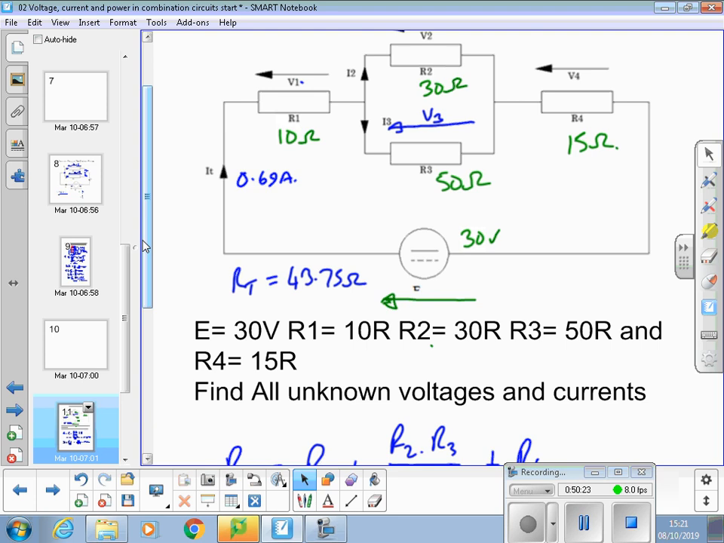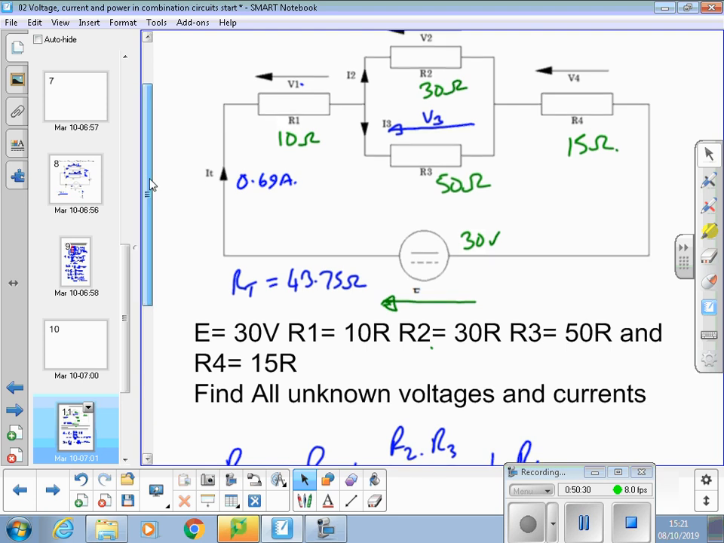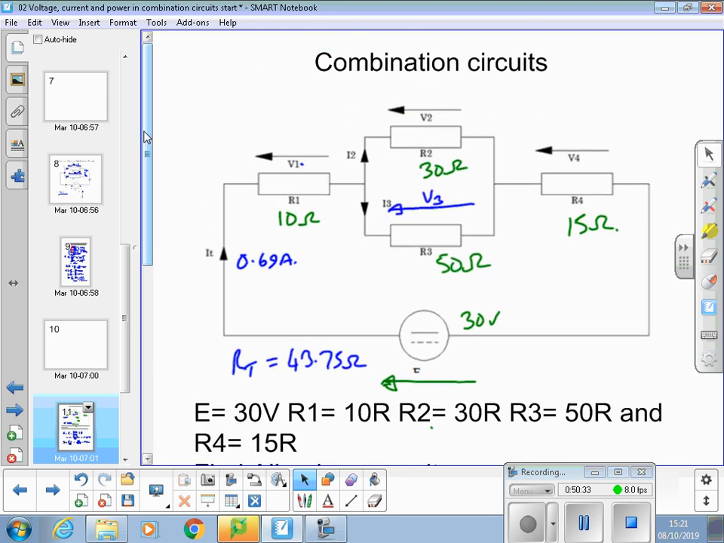Not quite, not yet. Because to find I2, remember, to use Ohm's law, we need to know 2 of the 3 quantities to find the third. All we know at the moment about that route is R2, and all we know about that is R3 value at the moment. You can find V1, yeah, because we know 10 ohms, and we now know the current flowing through it is 0.69 amps, we can find the volt drop V1 across that resistor.